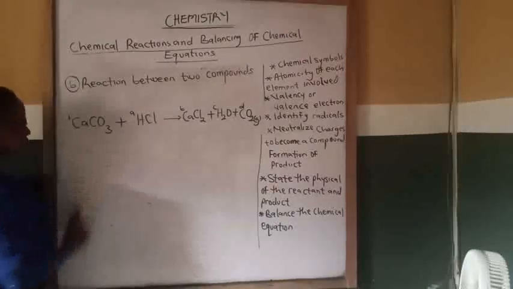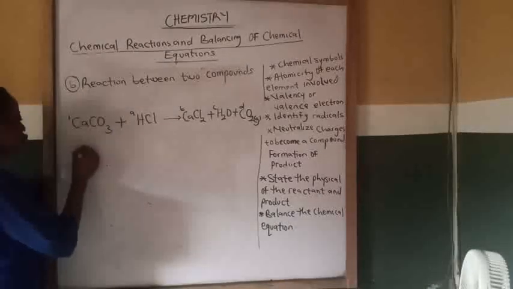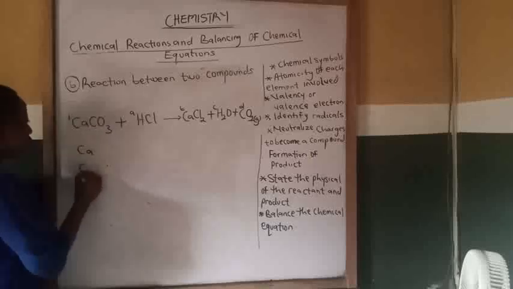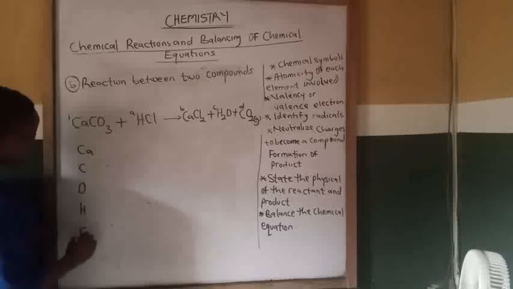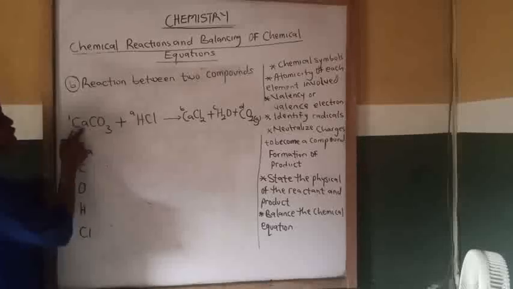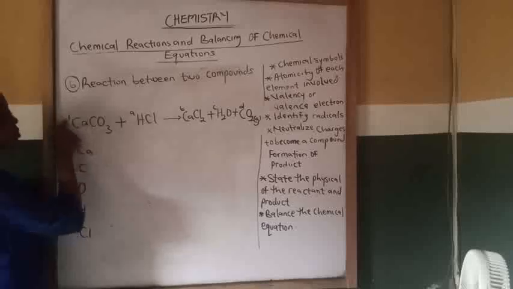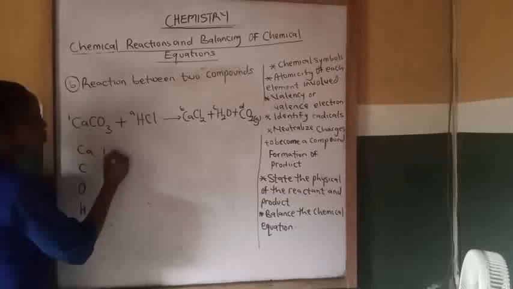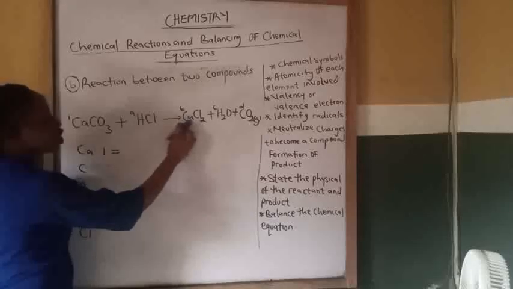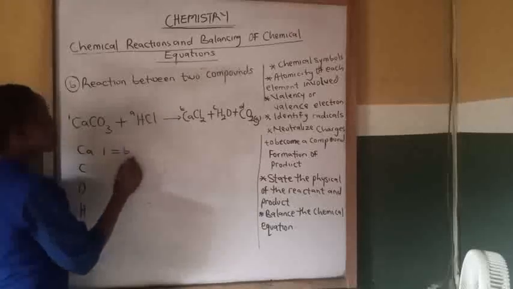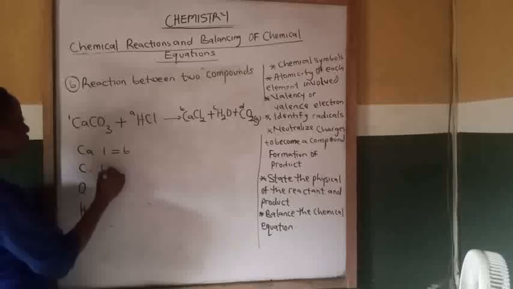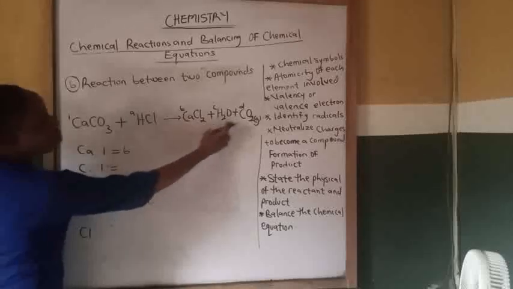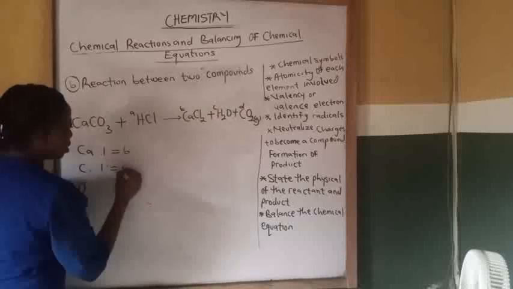Now, write all the elements that appear out. So we have Ca, carbon, oxygen, hydrogen and chlorine. We begin with calcium. How many calcium are this side? That's 1 times 1, which gives me 1. There's no calcium here. Then arrow, equal to, how many calcium here? 1. 1 times my coefficient, that's B. Followed by carbon. How many carbon are this side? 1. 1 times 1 is 1, equal to, how many carbon are this side? That's 1. 1 times D will give me D.